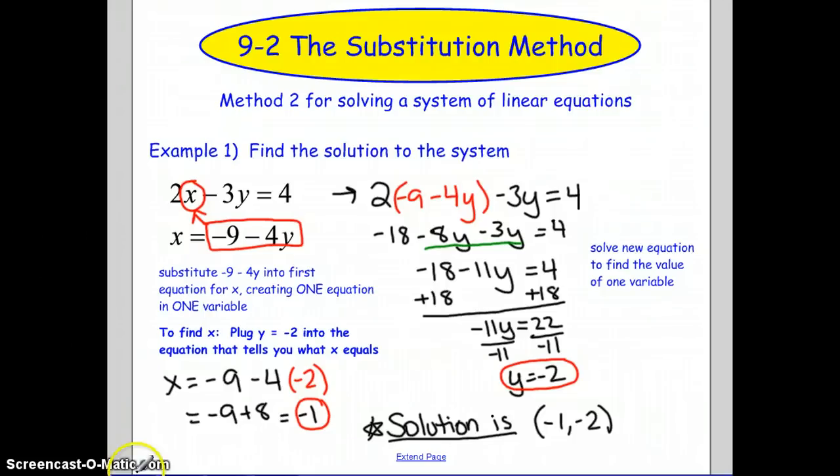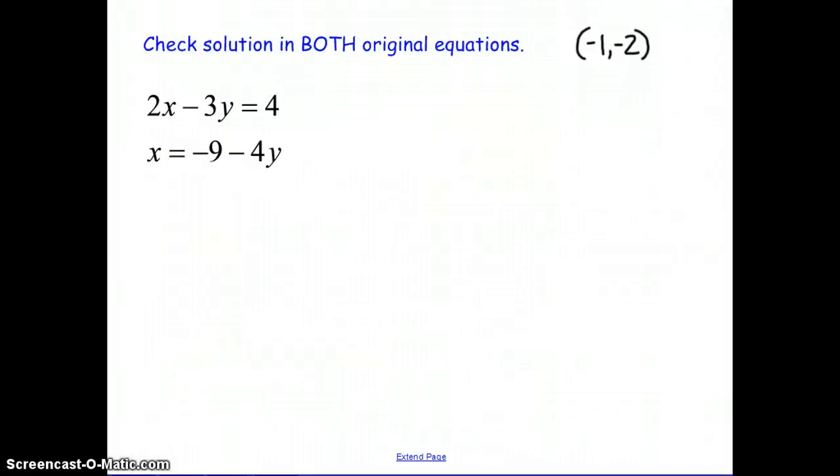Now that we have our solution, negative 1, negative 2, the last thing we need to do is check to make sure it's right. So in order to do that, we're going to check our solution in both original equations. So our solution from the last page was negative 1, negative 2. And we're going to substitute that back into both equations because in order for it to be the solution to this system, it needs to work in both.